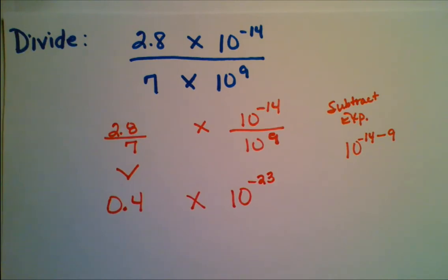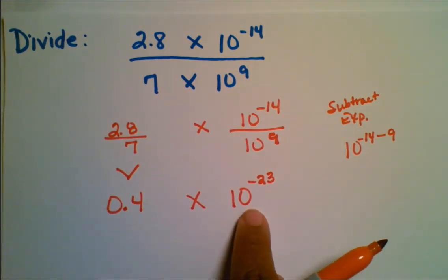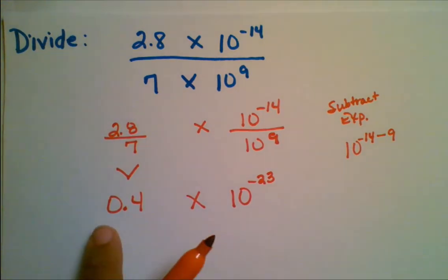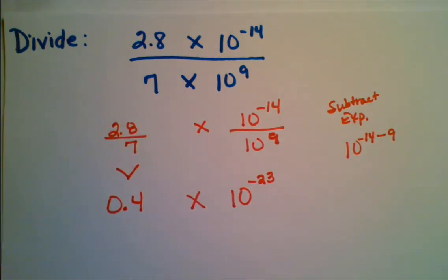Now, in scientific notation, it's okay if our exponent is negative, because that's the rule: our exponent can be positive or negative. So this base 10 component is okay. Let's look at the 0.4. Is 0.4 between 1 and 10?